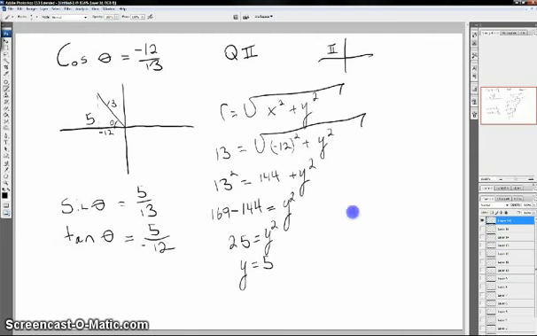Your homework today is on page 296, and it's 14 through 19 all, and 38 through 44 all.